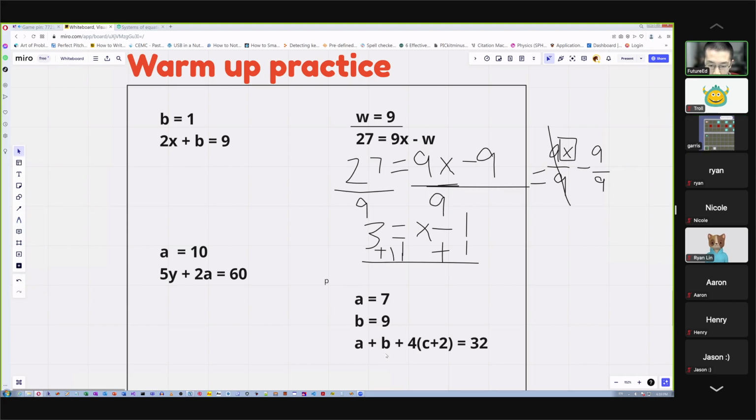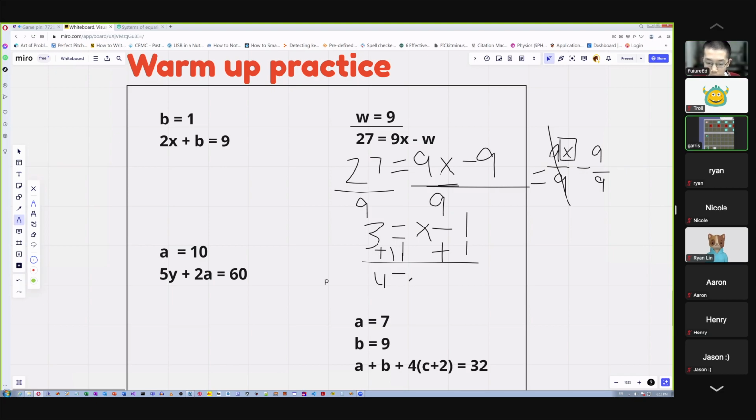I know it's getting a little messy here, so I'll just move this down. If you add 1 on both sides, what's on the left side? 3 plus 1 is 4. And on the right side, minus 1 plus 1 cancels out, leaving just an x. Awesome. So in the end, x equals 4.